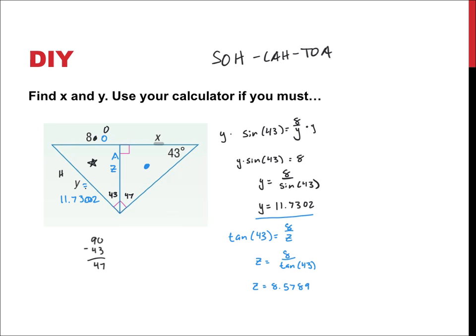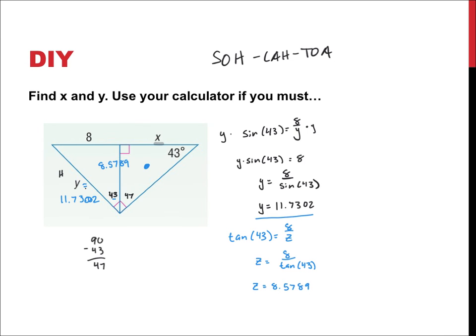Now, as I compare my answer to my picture, this kind of makes sense. All three of these triangles are not quite isosceles. So 45, 45 would have been an isosceles triangle, but the angle is pretty close. So it makes sense that my side lengths should also be pretty close in measure. All right, so that means that my shared side is 8.5789.